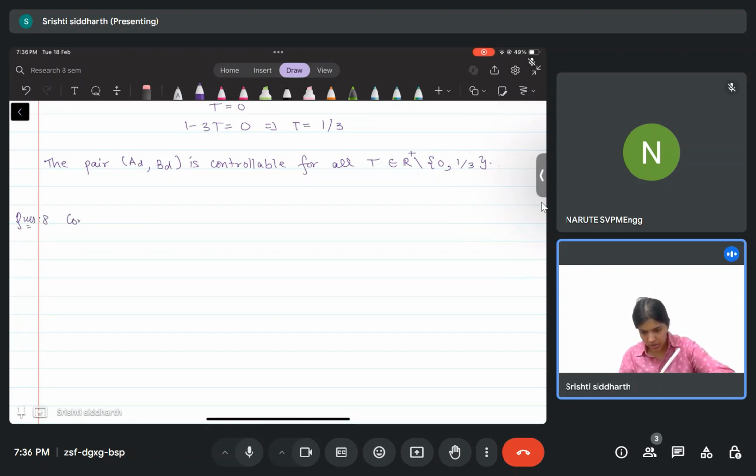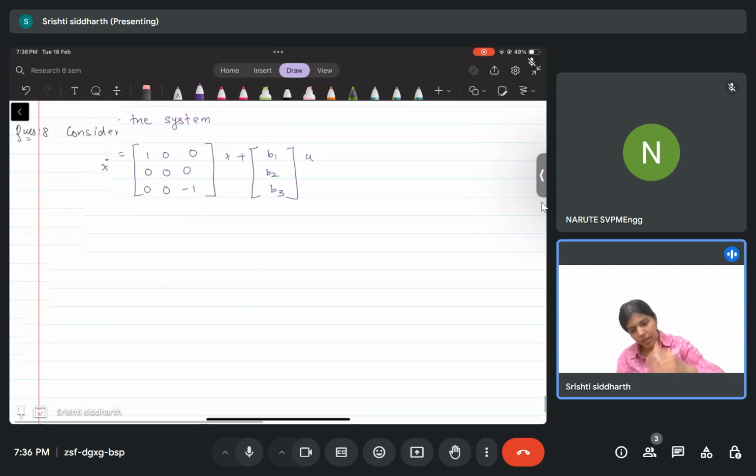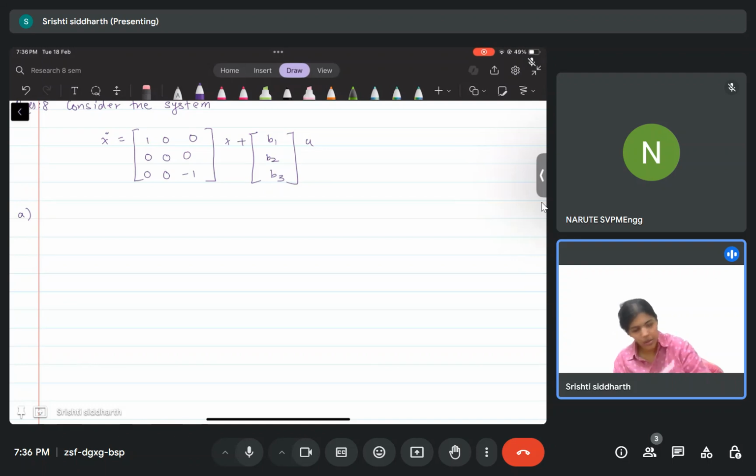So consider the following system. X dot equals the matrix 1 0 0, 1 0 0 minus 1, times x, plus b1, b2, b3 times u. We have already solved the first two parts of this question. b1, b2, b3 are unknown scalars.